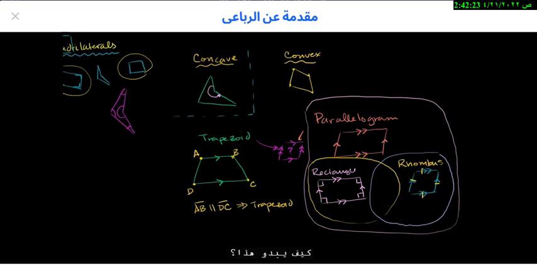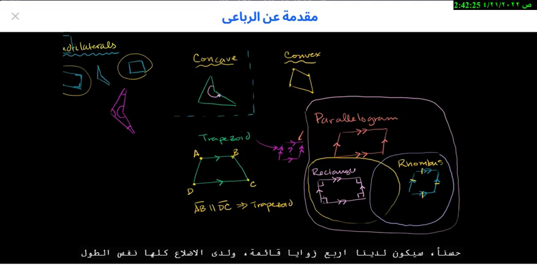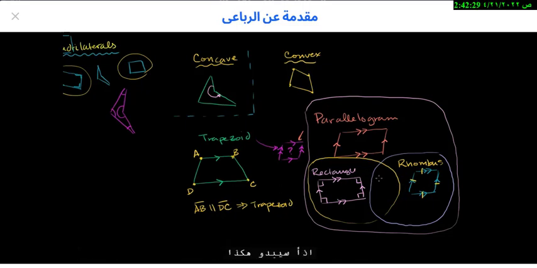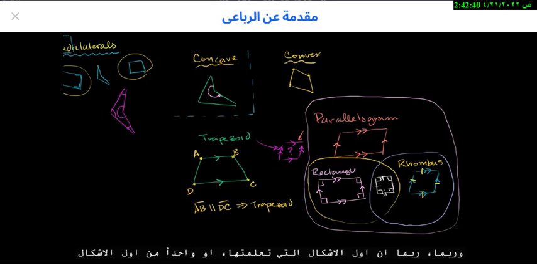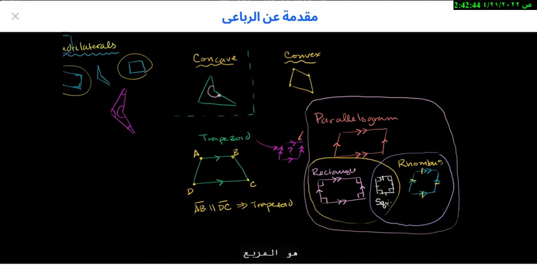So what would it look like? Well, you would have four right angles, and they would all have the same length. So it would look like this. So it would definitely be a parallelogram. It would be a parallelogram, four right angles, and all the sides would have the same length. And this is probably the first of the shapes that you learned, or one of the first shapes. This is clearly a square.